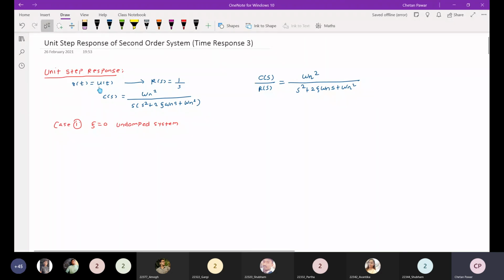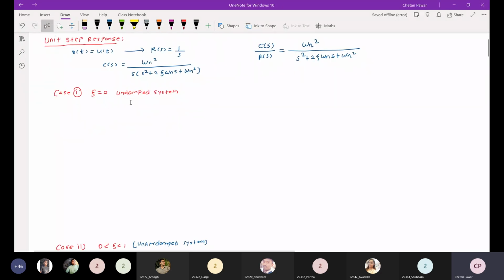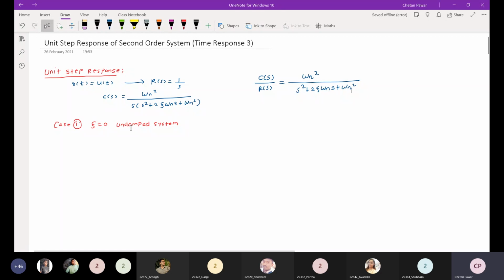We are going to apply the input signal as a unit step signal. The Laplace transform of a unit step signal is 1 by s. So if I put R of s equal to 1 by s into this transfer function, I will get the output response C of s like this. Then the first case we will consider is when zeta is 0.